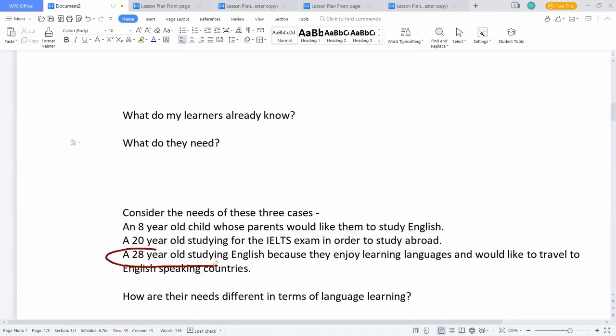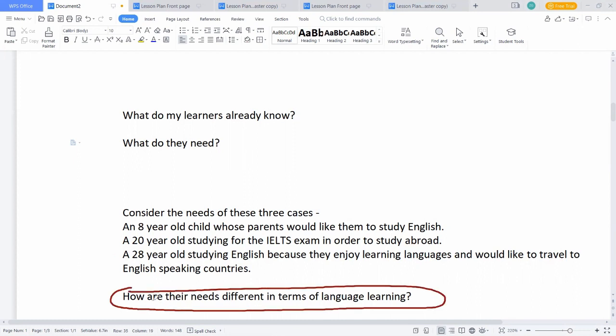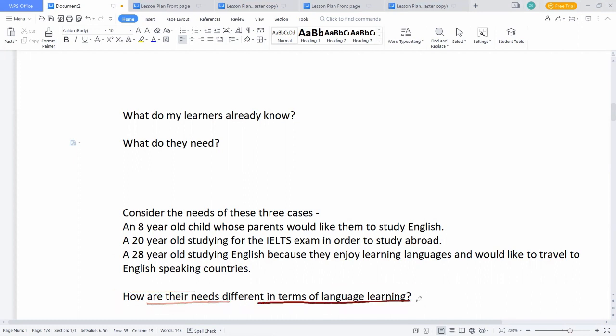Then we have another case of a 28-year-old or older studying English because they just enjoy learning languages and they want to travel and speak to English speakers about interesting topics and so on. So consider this question: how are their needs different in terms of the learning they need to do? Please pause the video and think about this for a while. You can even write them down. What do you think the needs are of these three students?